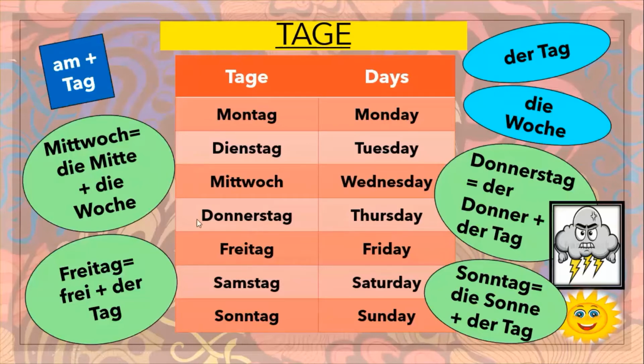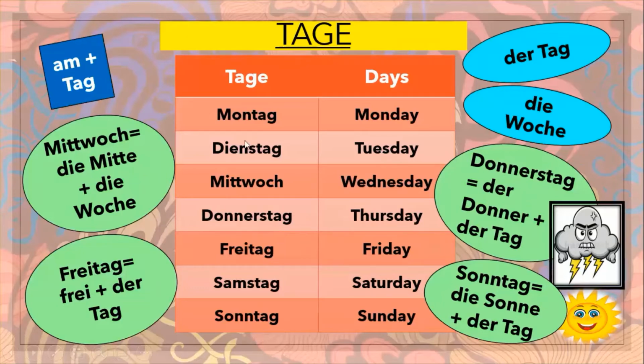Thursday, Donnerstag. And note that Donnerstag is also made up of two German words. Der Donner, which is the thunder before it is about to rain, and der Tag, which is the day. The way to remember this big word is that it is made up of Donner and Tag combined with the S, Donnerstag.